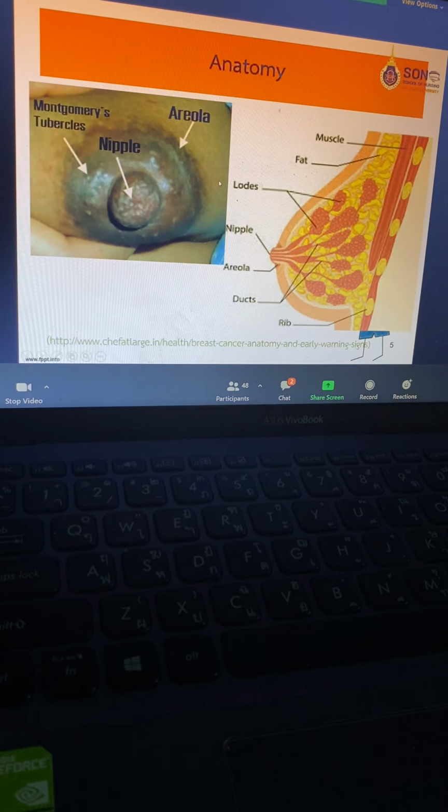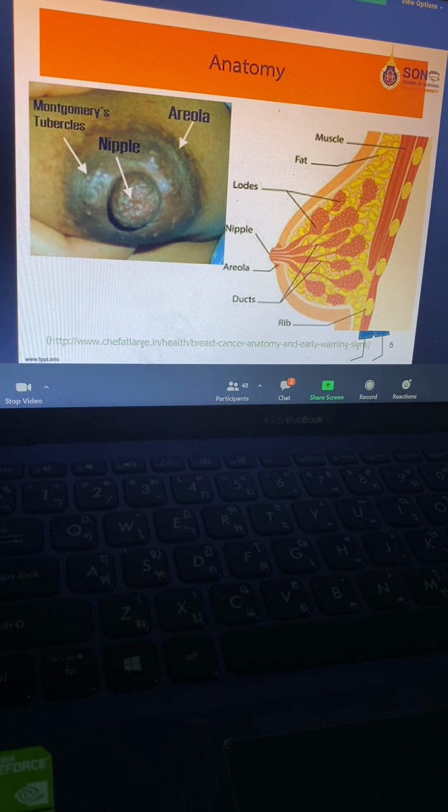The first one I will talk about the anatomy of the breast. Can everyone tell me about the anatomy of the breast? Don't worry if you make a mistake. I think everyone should know about the nipple. In Thai, what is nipple in Thai? Please tell me. Don't worry.